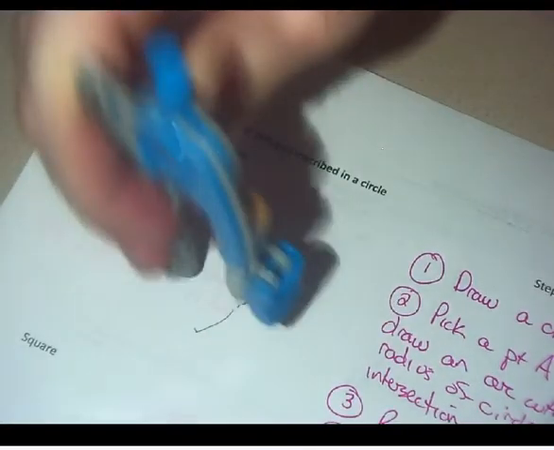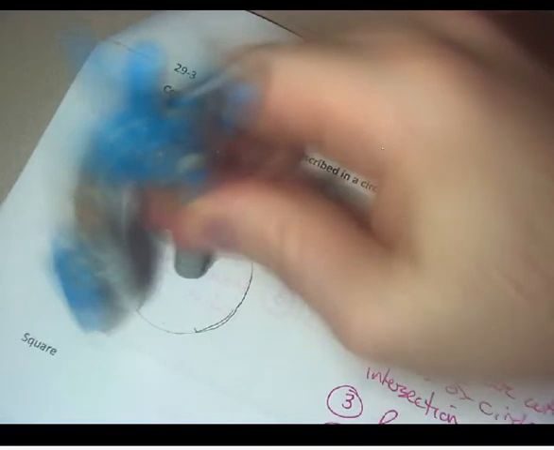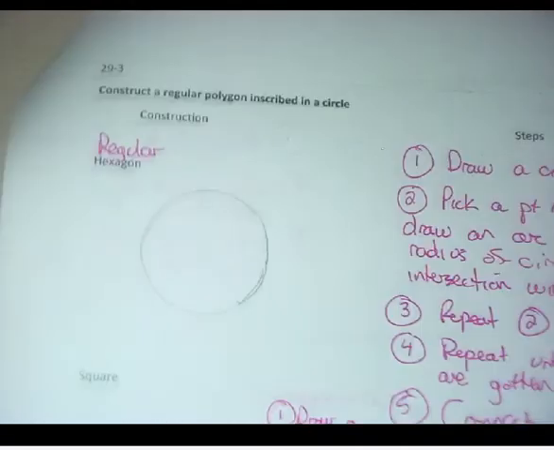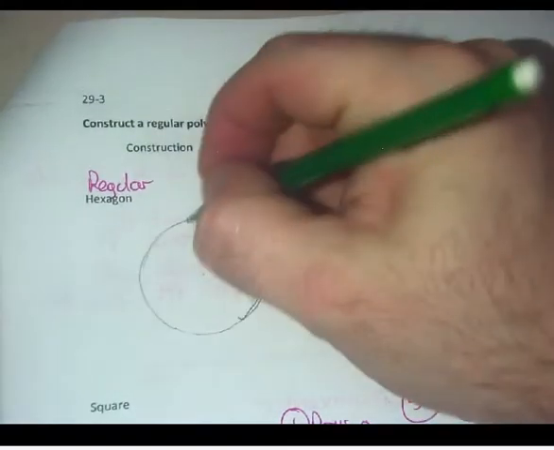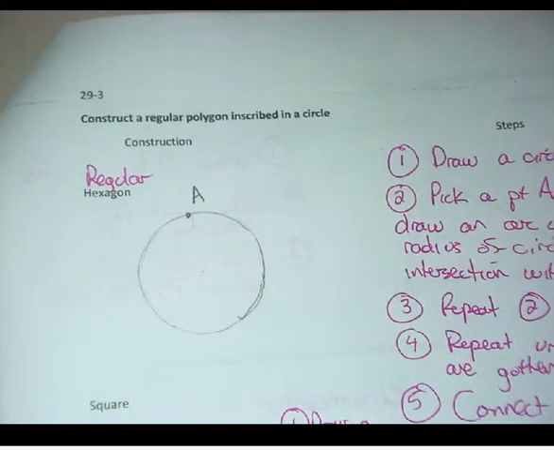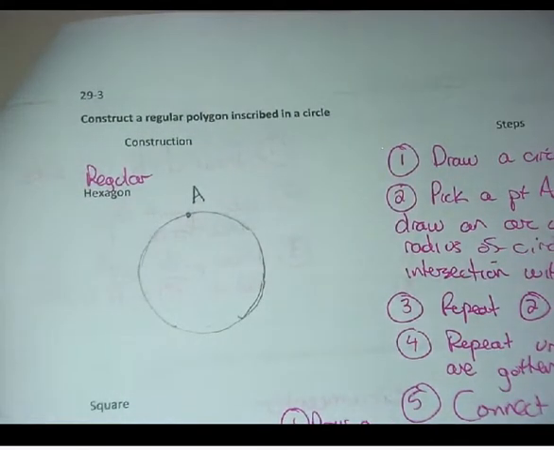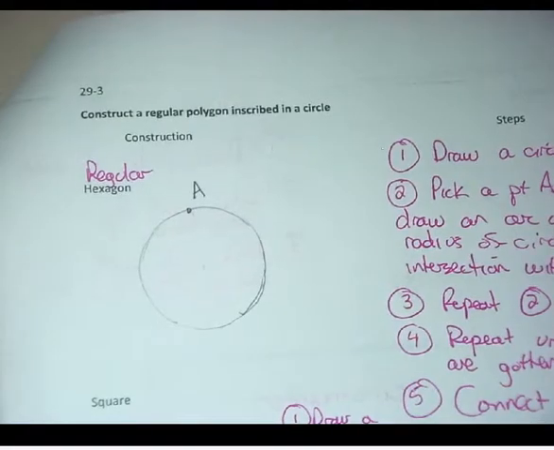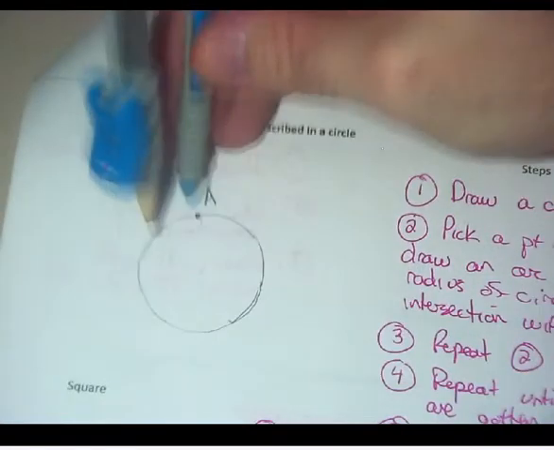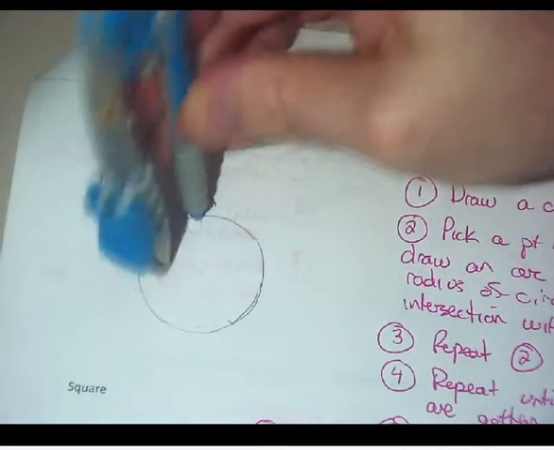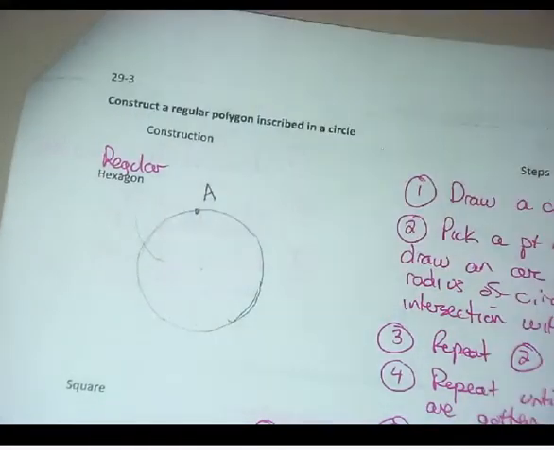So just any circle, any radius, doesn't matter. Hopefully yours is better than mine. Take a point A on the circle. Doesn't matter where, but with the same radius of that circle. So I haven't changed my compass. From point A, intersect it with the circle.